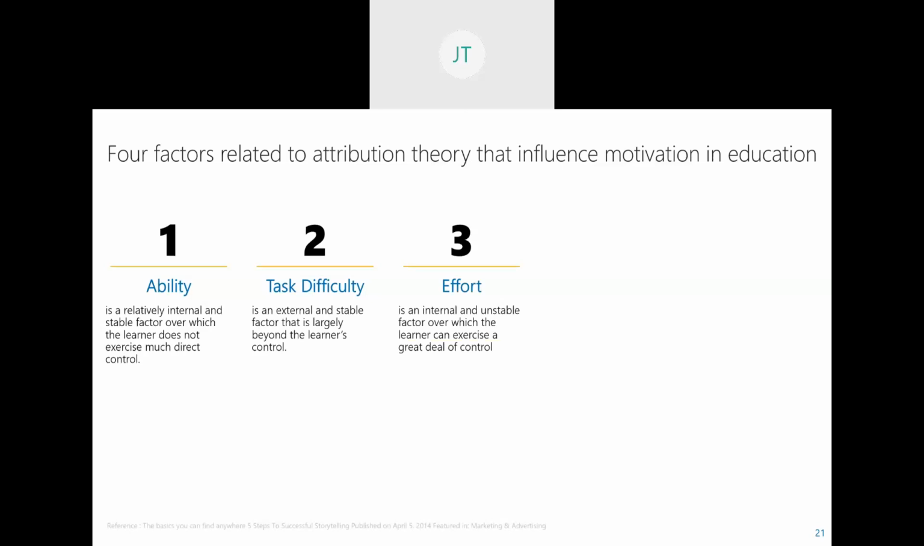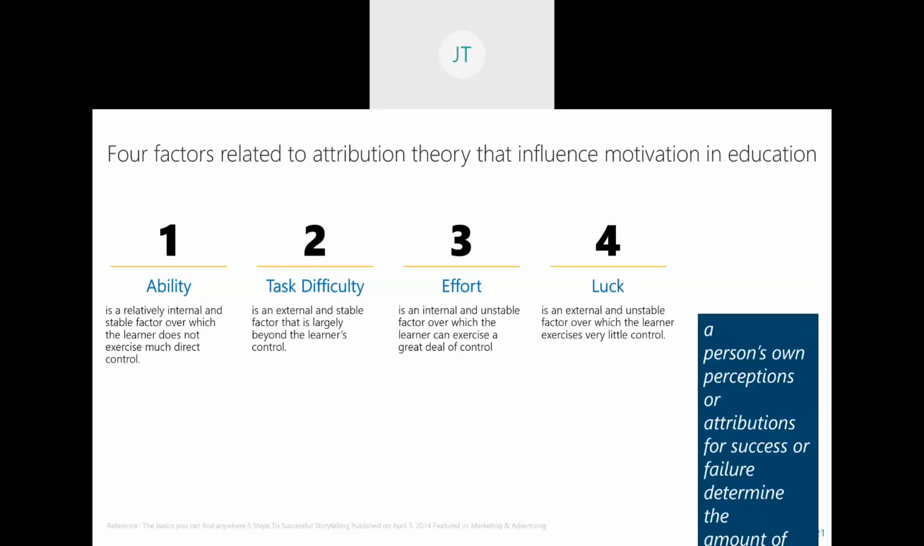Effort is an internal and unstable factor over which the learner can exercise a great deal of control. I can define how much effort I want to put into this topic, right? And we talk about effort versus effective effort versus hard work, especially in education, right? That's a very nice analogy. It'll come up later. And luck is an external and unstable factor over which the learner exercises very little control. So two days before the exam, I read five things. All five of them came in the exam. I passed. Or I just left two chapters, and most of the questions came from those two chapters. Now that was bad luck. I don't have control over it.